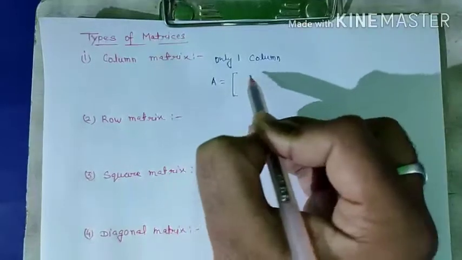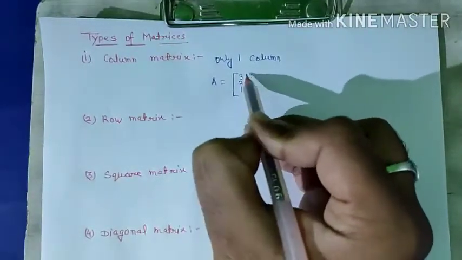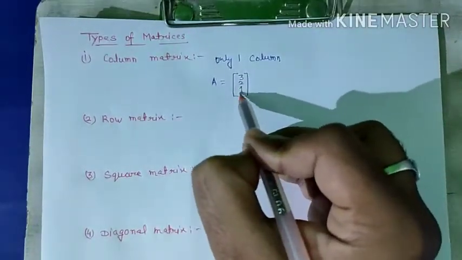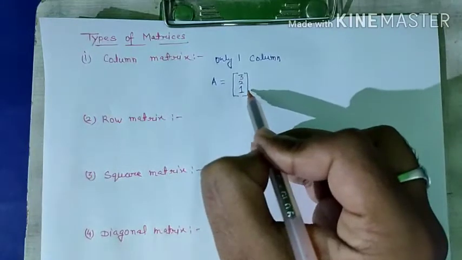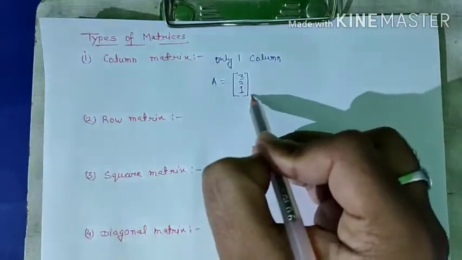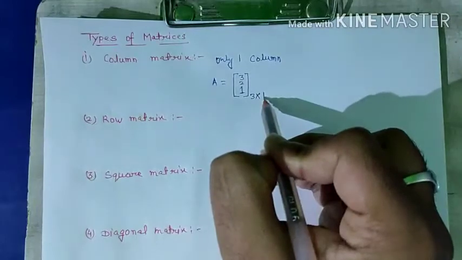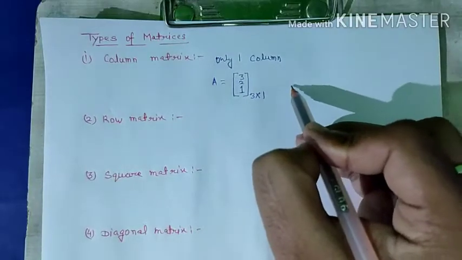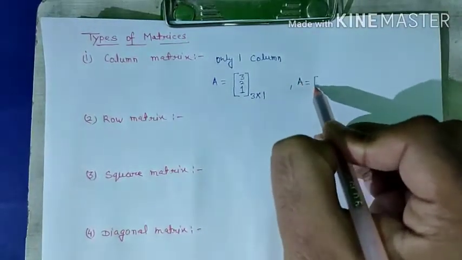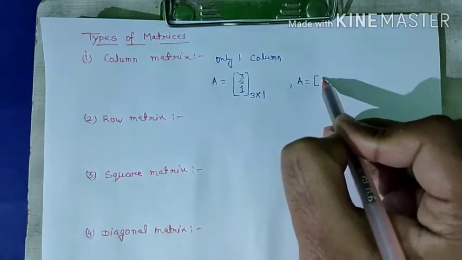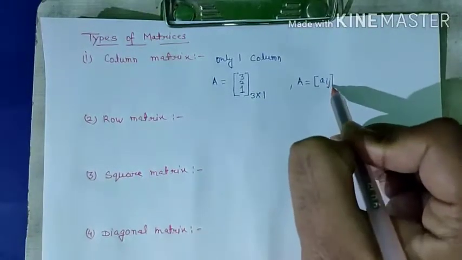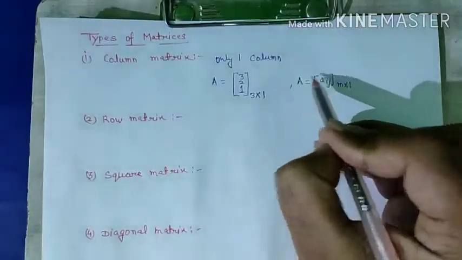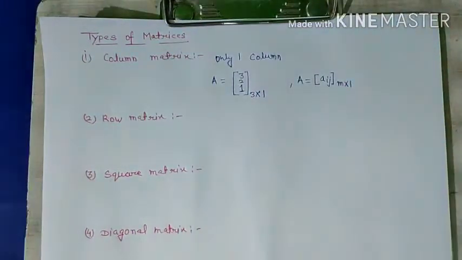Now we can have an example. Suppose we have this kind of matrix 3, 2, 1, having only one column and 3 rows, so 3 by 1 is the order of this matrix. In short, we can write it in this way also: a_ij of order m by 1. This is a general representation of a column matrix.